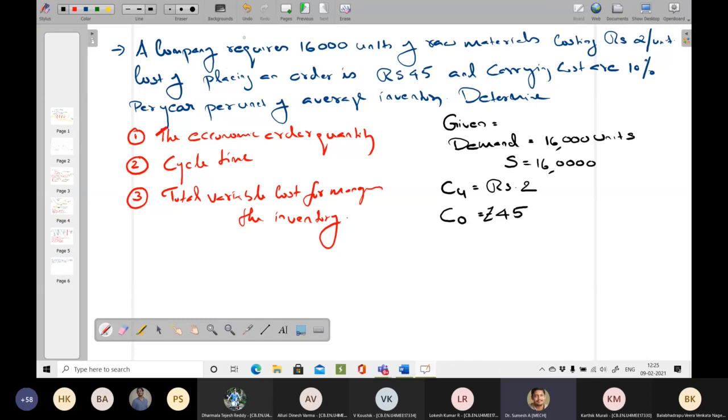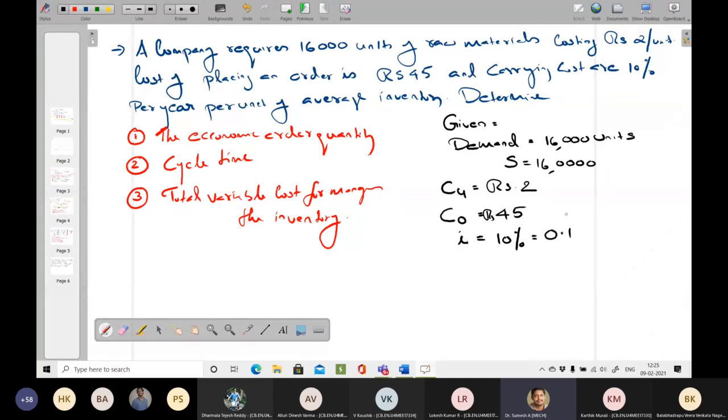And the annual inventory carrying cost is also given as 10%. So that is basically the interest rate I, so I is given as 10%, and the value will be 0.1. Okay. These are the given data. The first thing you have been asked to calculate is the economic order quantity.